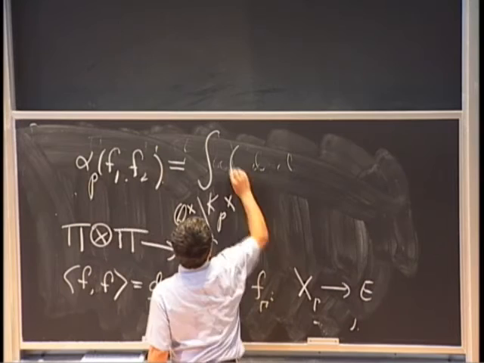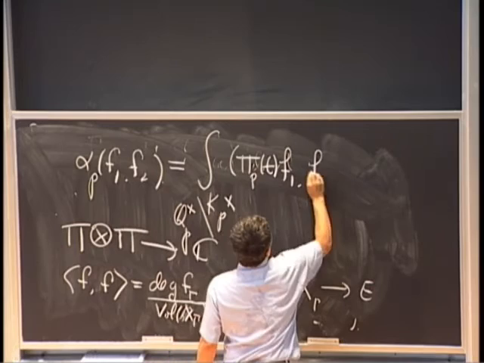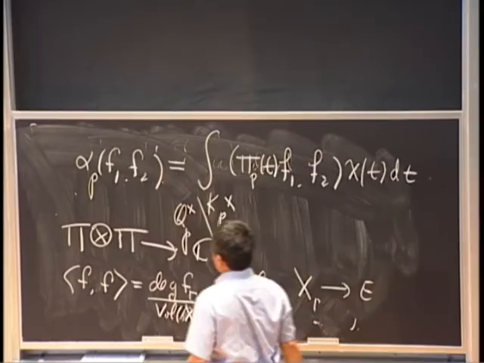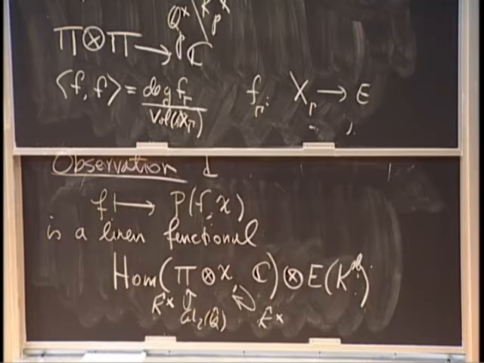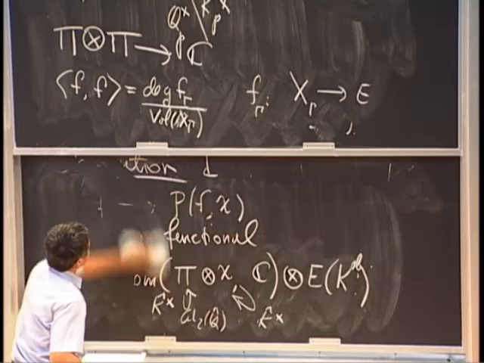So we have this pi_p of t of f1, f2, chi of t, dt. Maybe you feel it is very strange: why is that thing invariant under this one, and also invariant under this one, right? That's because of the conjugation property.